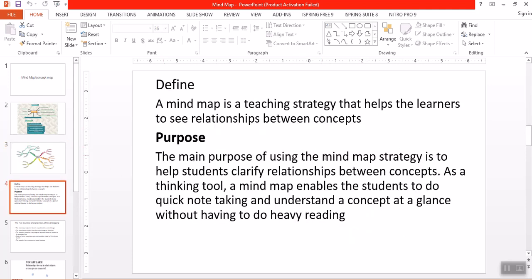The main purpose of using this mind map strategy is to help clarify the relationship between the concepts. As a thinking tool, a mind map enables the student to do quick note taking and understand a concept at a glance without heavy reading. You just keep on jotting down some of the terms. You don't have to write sentence by sentence. So this is quite an easy way of taking notes.